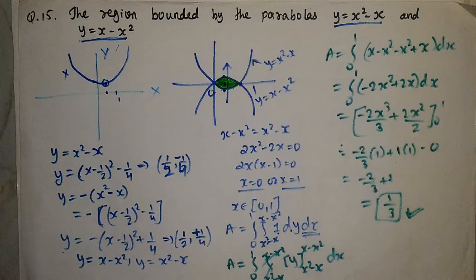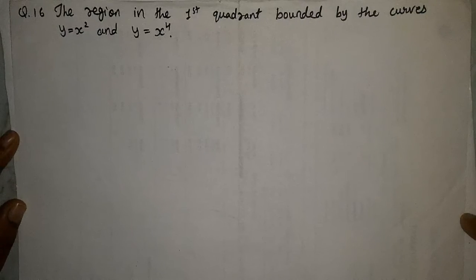So today we will solve question 16 of SOM series. The question is: the region in the first quadrant bounded by the curves y is equal to x square and y is equal to x raised to 4. Here we have to find the area bounded between these both curves.